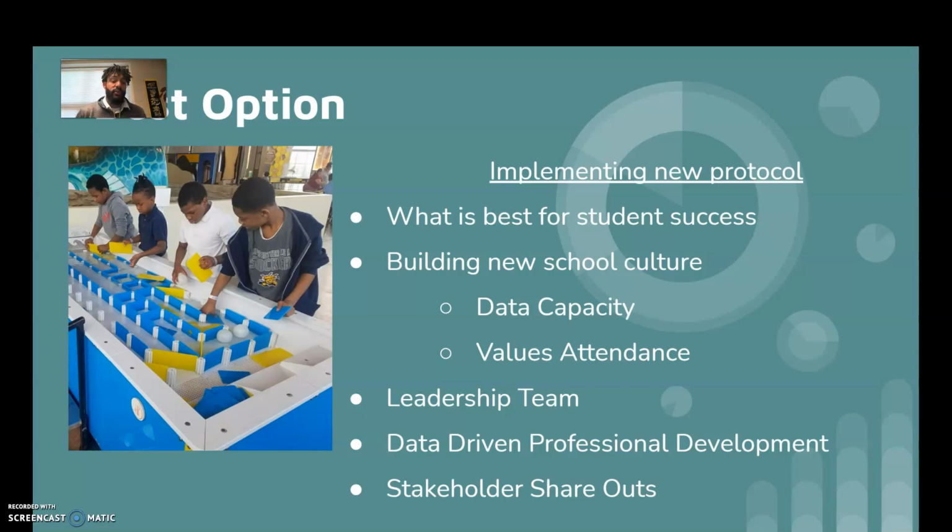Making sure that our professional developments revolve around data so that it becomes a habit to look at data and to utilize it, and that becomes our key focal point and what staff members are looking at to kind of motivate their practices. And then also having stakeholder share-outs where we share some of this data to show the community, maybe some of our community partners and even families, why we're making some of these changes so that they can buy in just a little bit better.